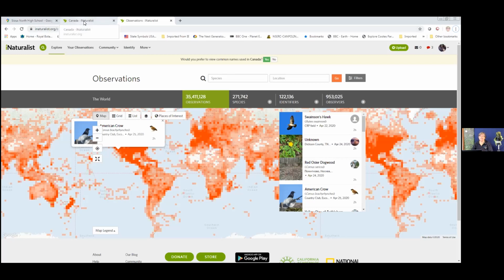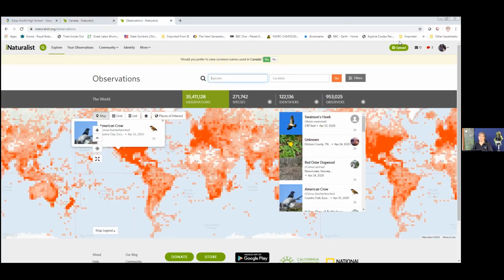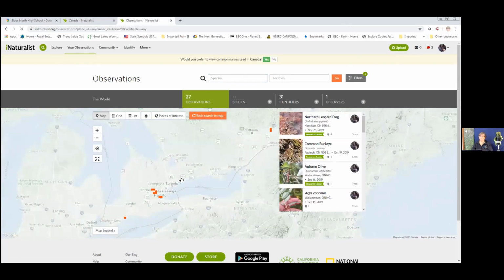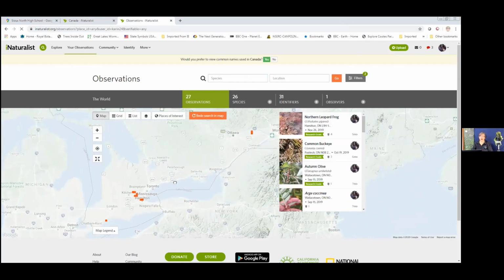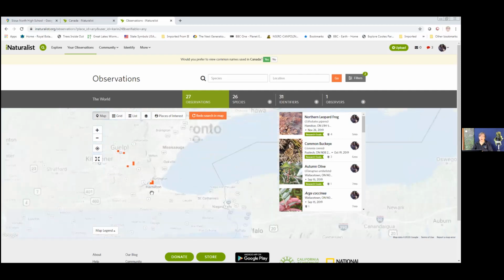And I just happened, let's see now, am I here? No. Have I got myself signed in? I don't have myself signed in. Oh yes, your observations. So these are my observations. So you can see that I've found things, I've made observations down here, I've made observations down here, and I've made observations right here. And those observations are going to help scientists find things.